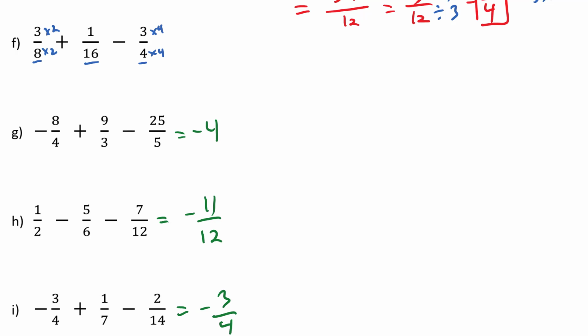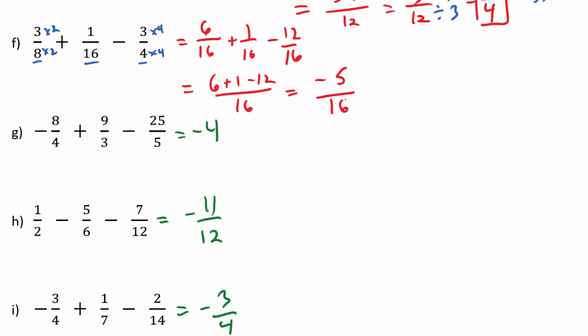Here then, 3 times 2 is 6 over 16 plus 1 over 16 minus 12 over 16. We then combine those together. 6 plus 1 minus 12 over 16. This is going to be 6 plus 1, which is 7. 7 minus 12 is minus 5 over 16.